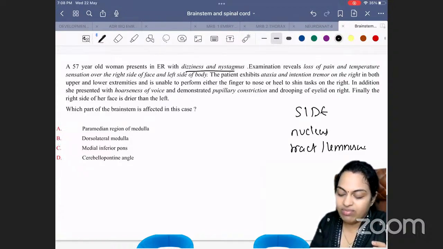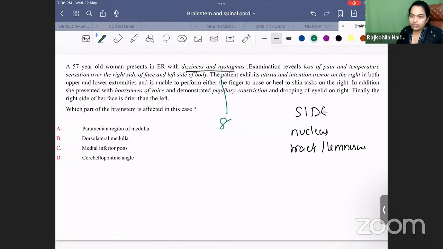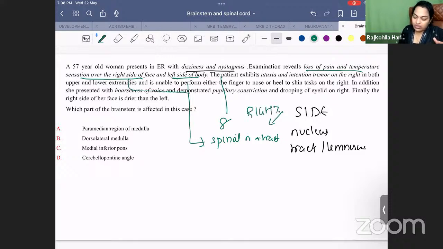Okay, a 57-year-old woman, dizziness and nystagmus, it clinches towards the eighth nerve, giddiness, everything. And loss of pain and temperature sensation over the right side of the face and left side of the body. Loss of pain and temperature on the face is going to point to, yes, which tract? Spinal nucleus and tract of the trigeminal nerve, isn't it? Right side of the face, ipsilateral. So in this case, it's going to be the right side.